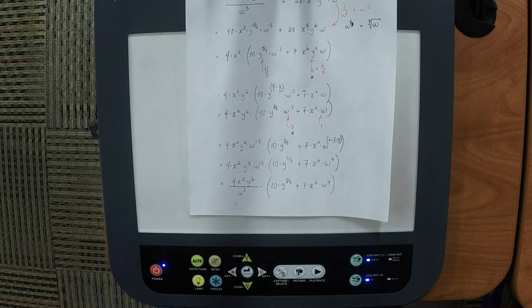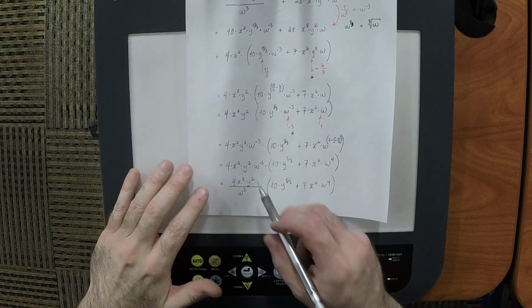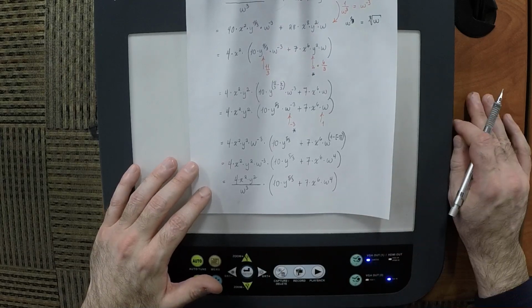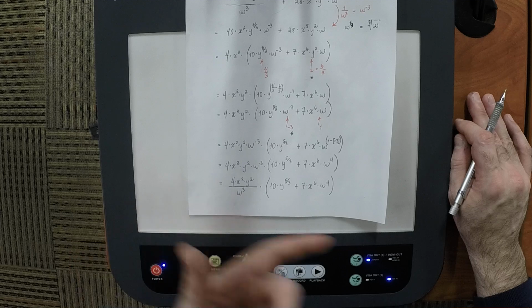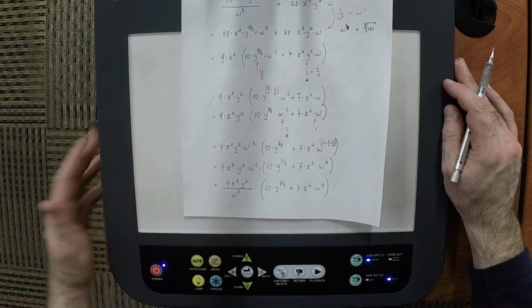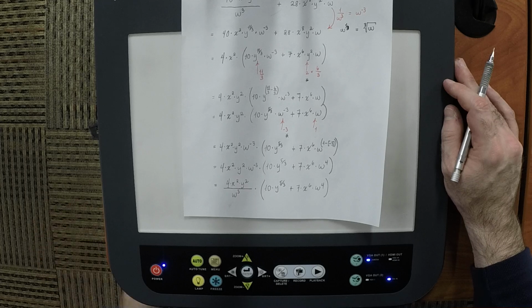Any question about this one? And again, if you're ever not sure that you landed in the right place, you can just multiply that back in. As long as you multiply it back in and you get back where you started, then you're in good shape. Any question about it?